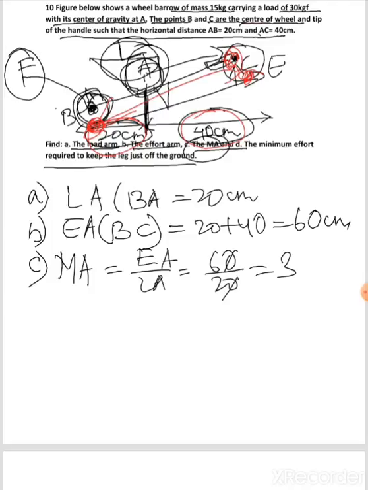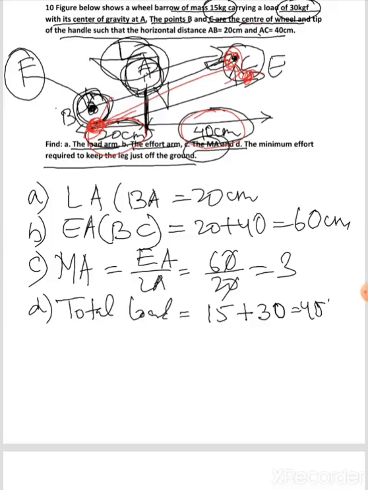Okay. Now number D is the minimum effort required. So let's see the total load. How much is the total load here? The total load here is 30 plus how much? 15. So here you see 15 and here you see 30. So the total load is here 15 plus 30, that is 45 kgf.